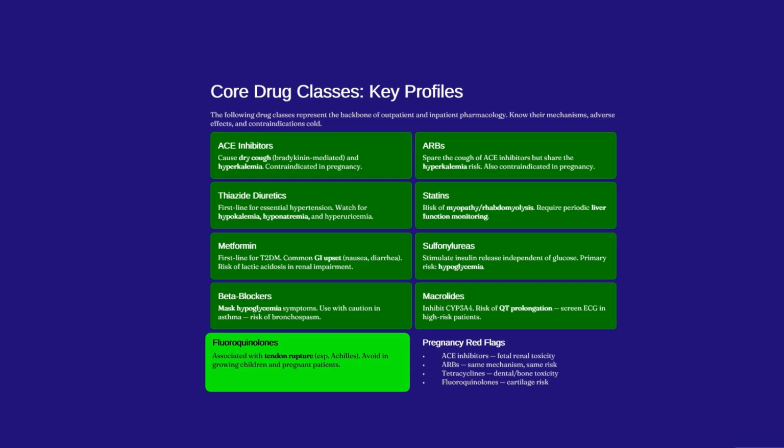Regarding metformin, it is the first line treatment for type 2 diabetes. You have to monitor GI upset like nausea, vomiting, and diarrhea, and there's always a risk of lactic acidosis in patients with renal impairment.